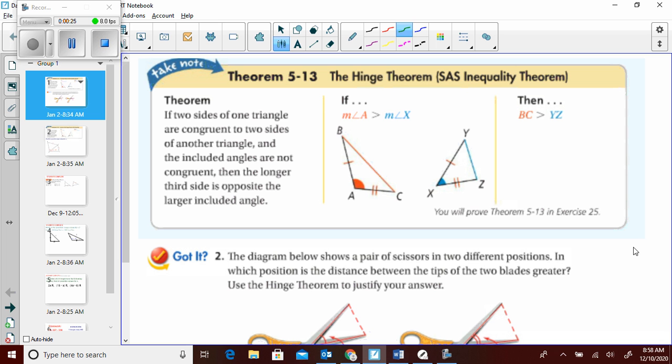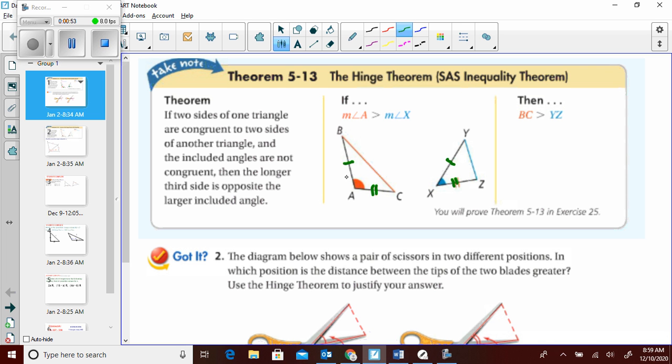So what it says is, if I have two sides that are congruent. So see how those sides are congruent to those sides? There's the door, there's the doorway, the doorway, the door. Those sizes are not going to change. So the wider you open the hinge, if A is bigger than X, the opening must be wider. This is kind of a common sense thing.